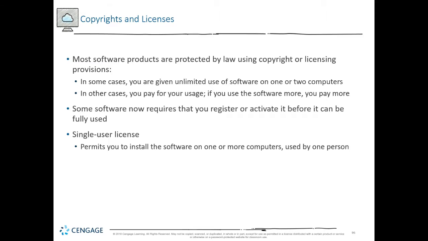Copyright and licenses. Most software products are protected by law using copyrights or licensing provisions. In some cases, you are given unlimited use of the software on one or two computers. In other cases, you pay for usage: the more you use the software, the more you pay. Some software now requires that you register or activate it before it can be fully used. A single-user license permits you to install software on one or more computers used by one person.